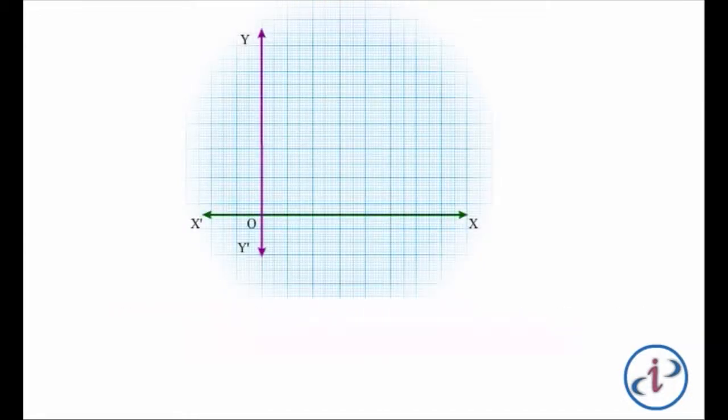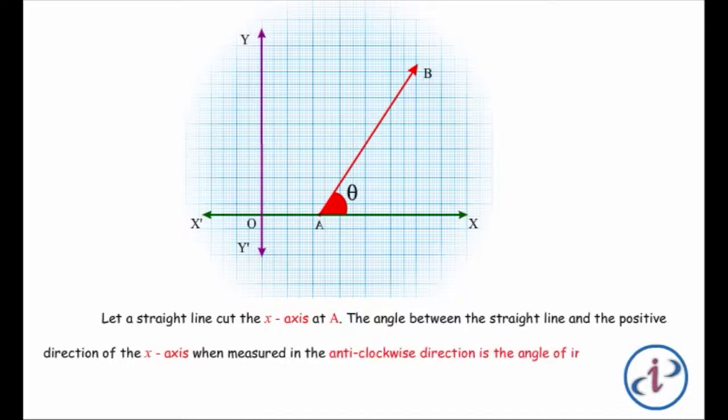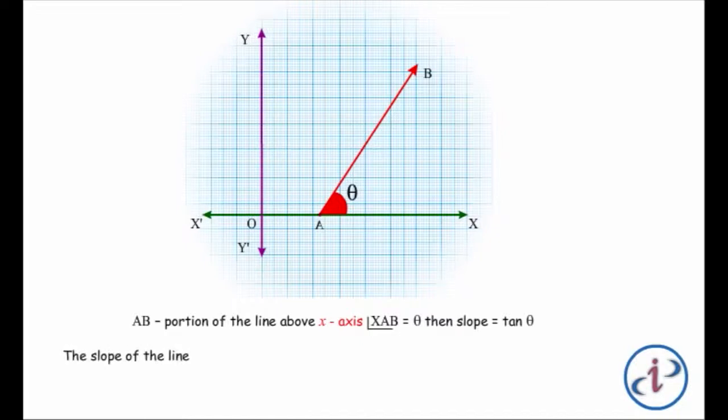Let us now look at another example. Let a straight line cut the x-axis at A. The angle theta between the straight line and the positive direction of the x-axis, when measured in the anti-clockwise direction, is the angle of inclination. AB is the portion of the line above the x-axis, hence angle XAB is equal to theta and the slope is equal to tan theta. Thus, the slope of the line parallel to the x-axis is equal to 0, since tan 0 is equal to 0.